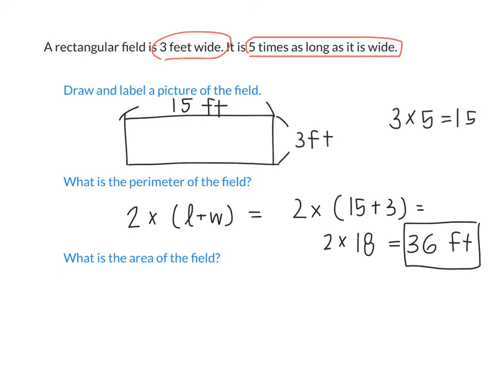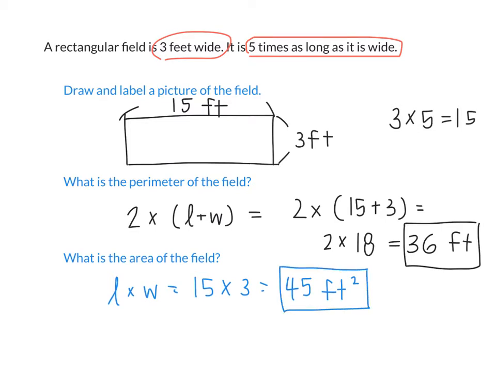Remember that the formula for area is length times width. So in this case, it is 15 times 3, or 45. Now, we know that area is measured using square units, and in this case, square feet, because the units that we are using are feet. So don't forget to label your answer.